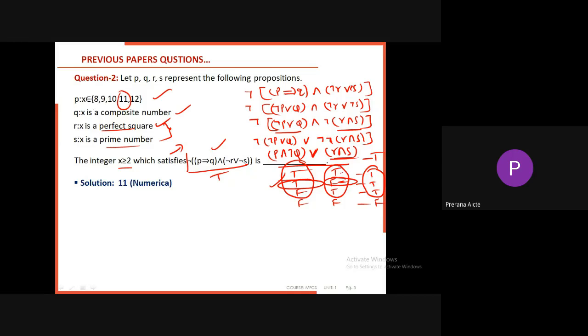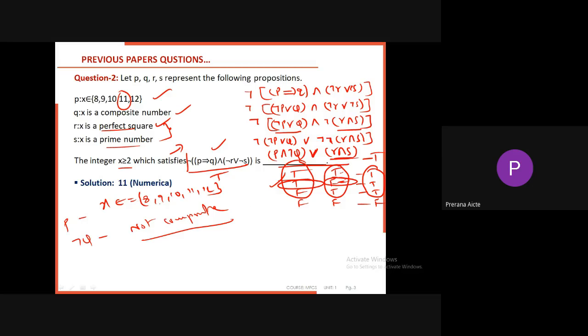Now here we have P and negation Q. P is these numbers, that is X belongs to 8, 9, 10, 11 and 12. And negation Q means it should not be a composite number. Other than prime numbers, all numbers are treated as composite numbers. That means if the number is having factors, then it is going to be called a composite number.